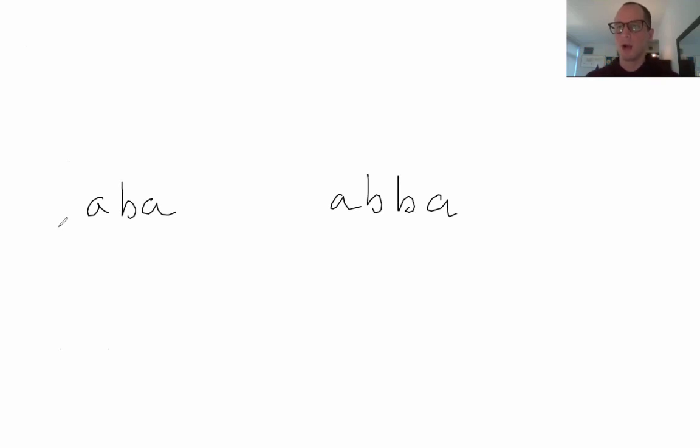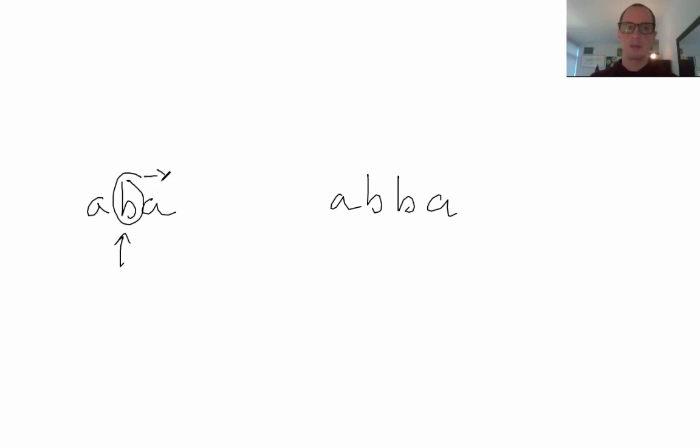To solve this problem, we're going to use the idea of expanding around the center of a palindrome. As you can see here, I have two different types of palindromes. One of these is an odd length palindrome, and the other is an even length palindrome. To expand around the center, we need to define exactly what the center of a palindrome is. If we look here at the odd length palindrome, the center of this palindrome is B.